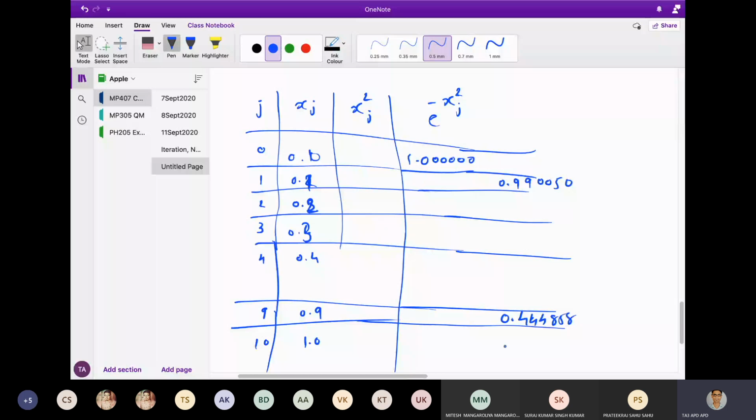So all the values we are writing in this column, and here only the first and last, I mean f of a and f of b. These two values we are writing here separately, where you write 0.367879. That is the value for j equal to 10. The function f of xj, or this is f of b and this is f of a, because we are actually having the summation.